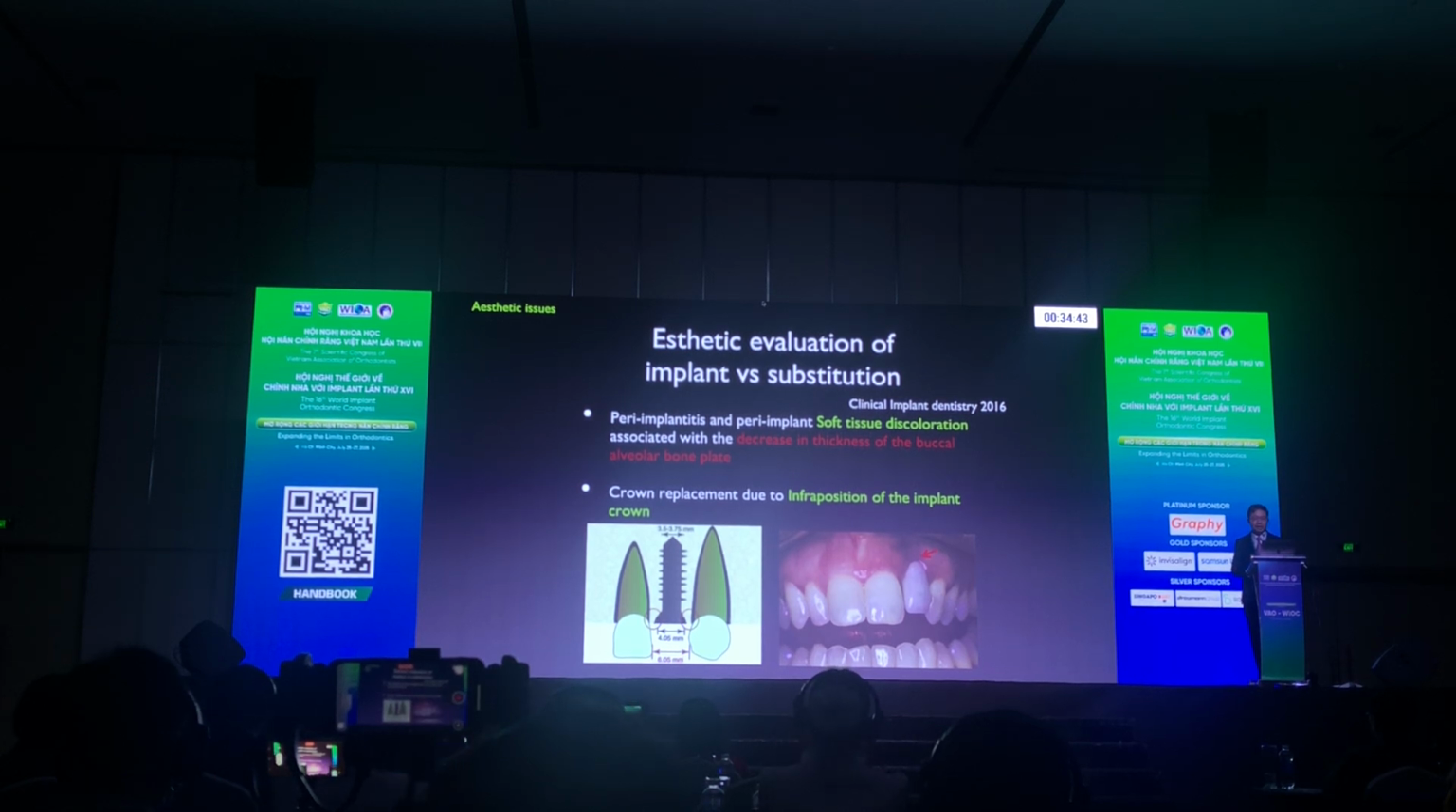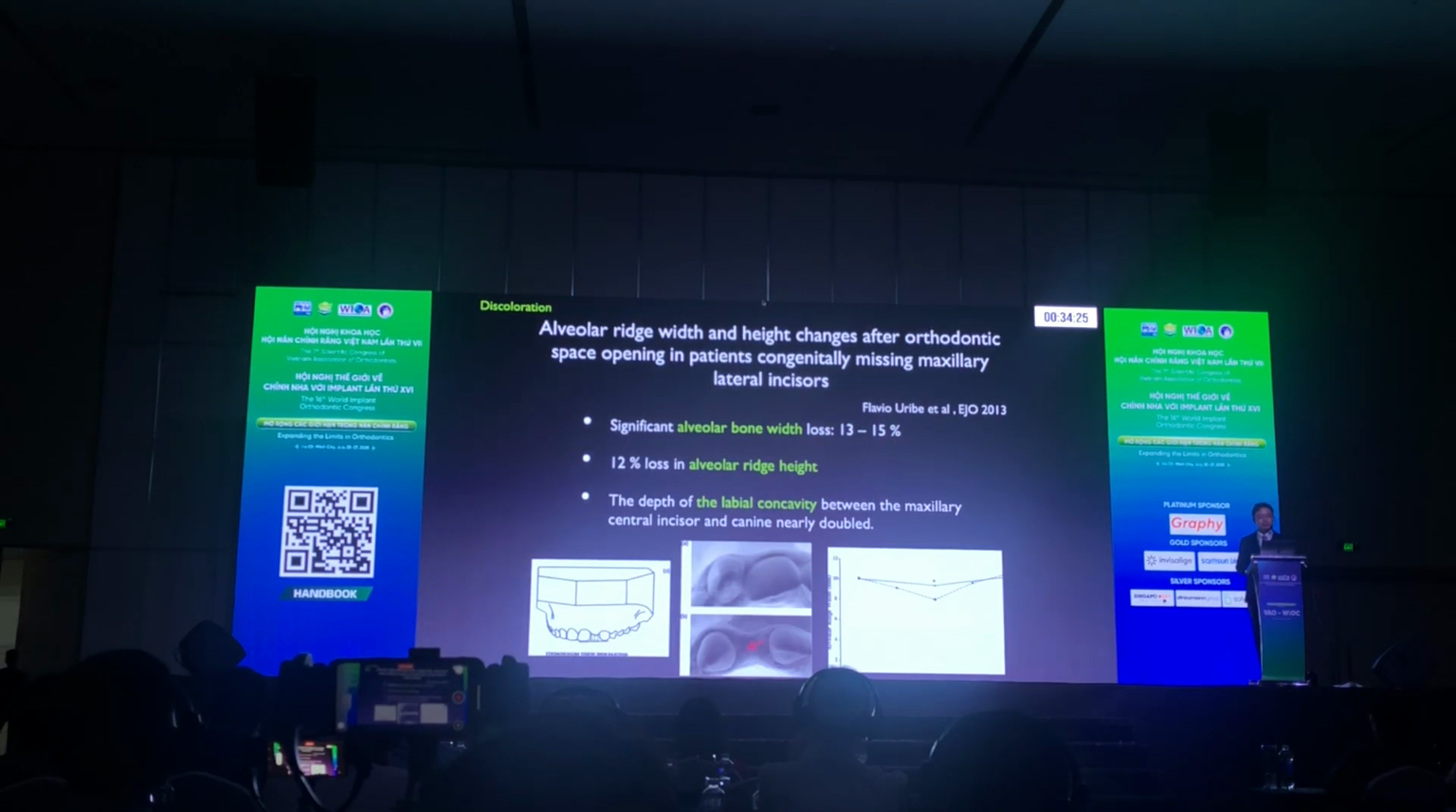So from these two cases, we have two problems from the dental implant. First is discoloration, and second is improper position of the crown. This discoloration is from insufficient alveolar bone on the buccal plate. So why is there insufficiency?